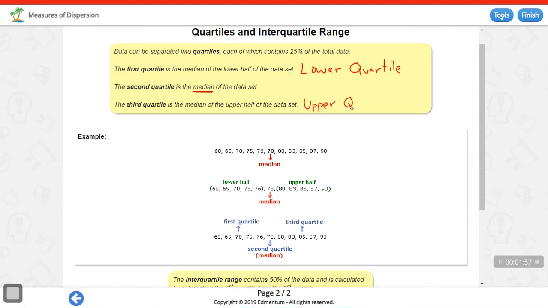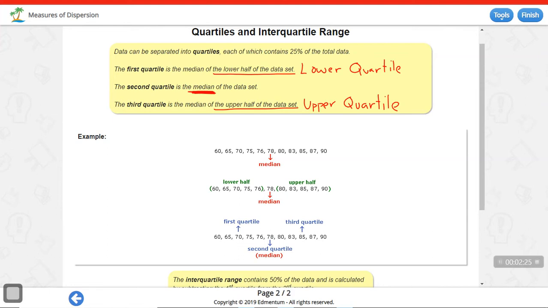Now, when we say the upper half of the set and the lower half of the set, what they're referring to is the split where the median cuts it in half. Everything less than the median is part of the lower half of the data set. Everything greater than the median is part of the upper half of the data set. The median is not included in either set.